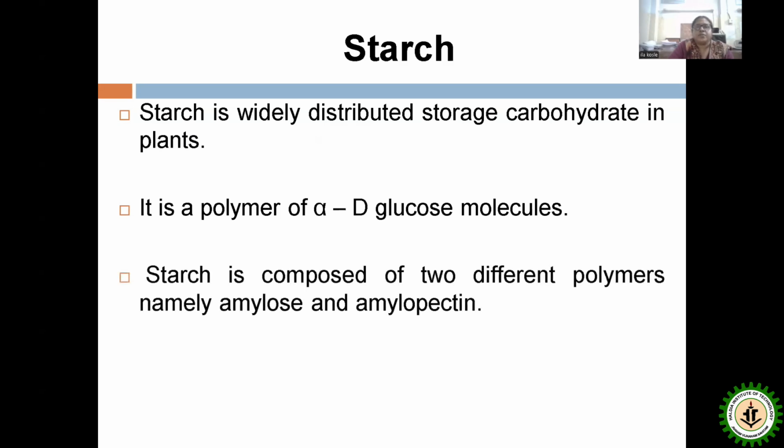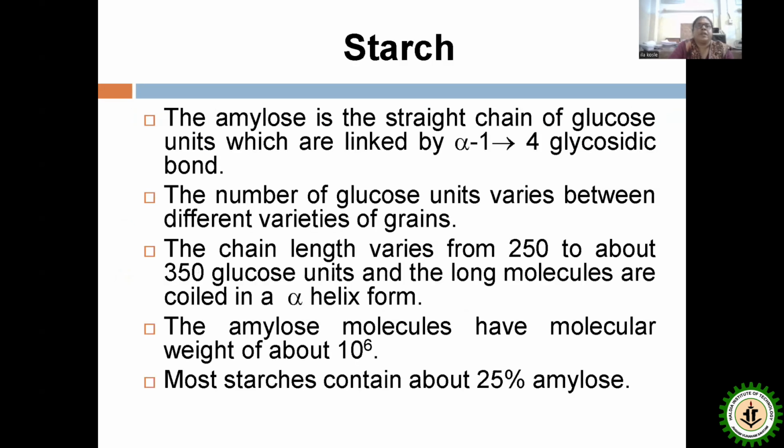It is composed of two different polymers. One is amylose and another one is amylopectin. Now, you have to know the properties of these amylose and amylopectin as well as their differences. Now, first to start with the amylose. The amylose is the straight chain of glucose molecules which are linked by alpha 1,4 glycosidic bond.